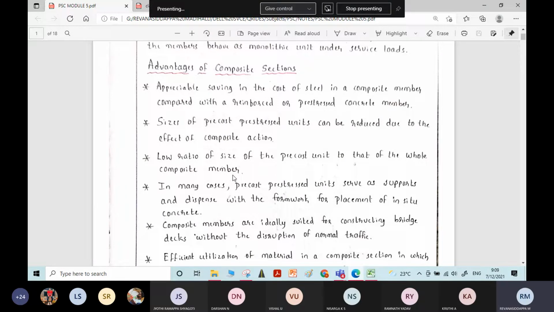Especially the top fiber will be subjected to compression and the bottom fiber will be subjected to tension. At the top fiber, we are placing this cast in situ concrete, that is, the RCC slab. When you place the RCC slab over the I girder, it will act as a T section, a combined composite T section.